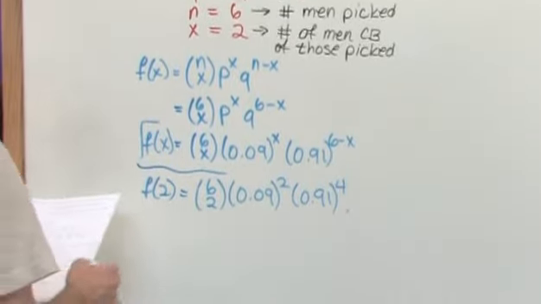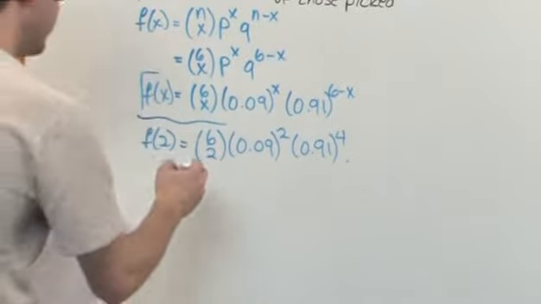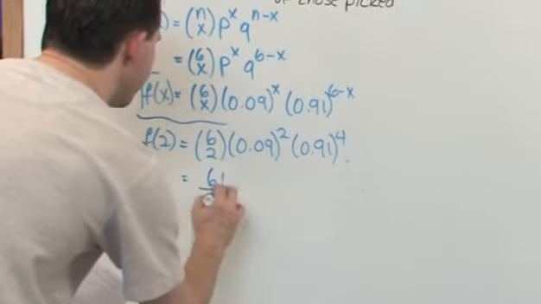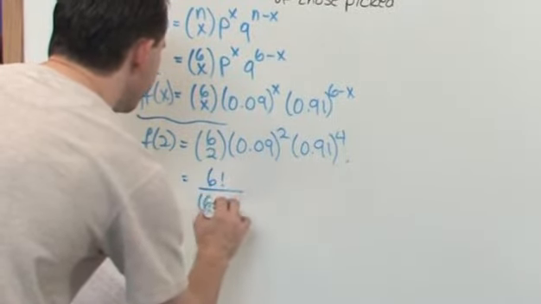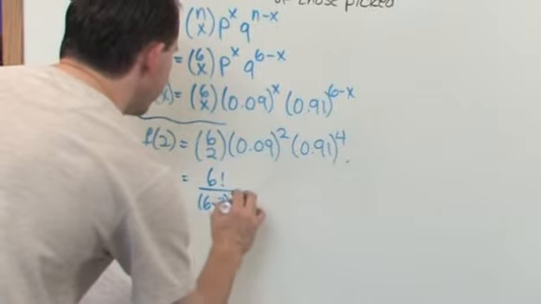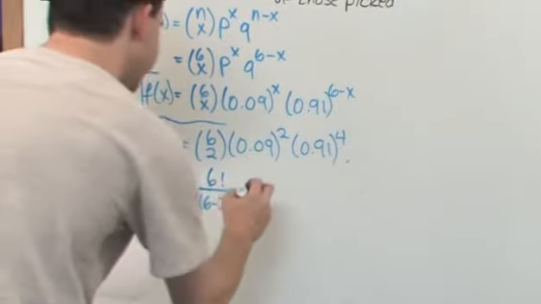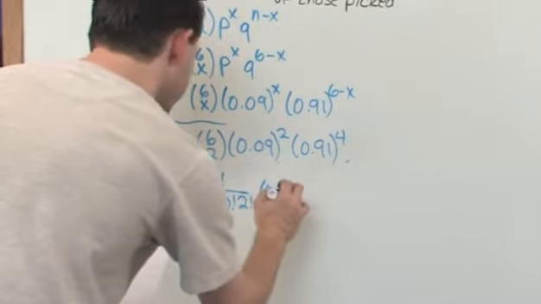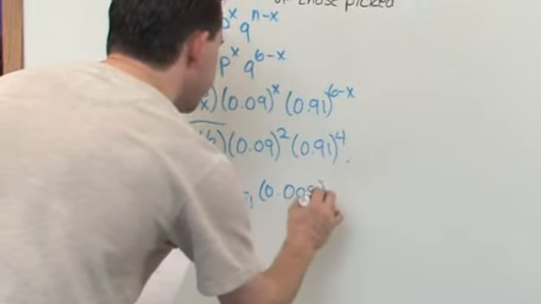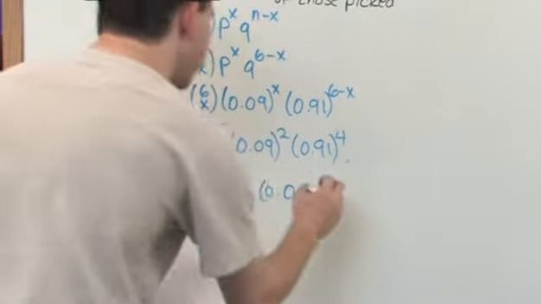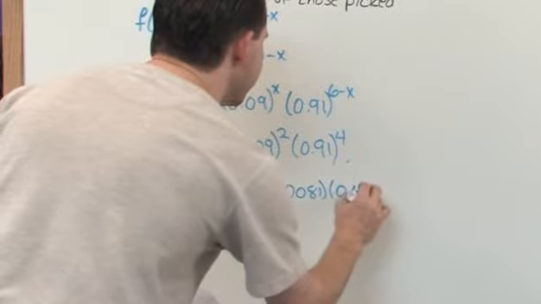Okay, so let's go ahead and calculate it. What I'm going to have here is 6 factorial over (6 minus 2) factorial times 2 factorial. And then the 0.09 squared is going to be 0.0081, and then the 0.91 raised to the 4th power is 0.686.